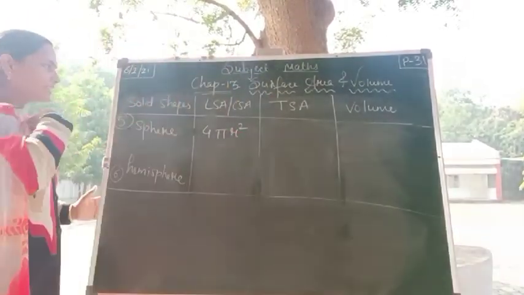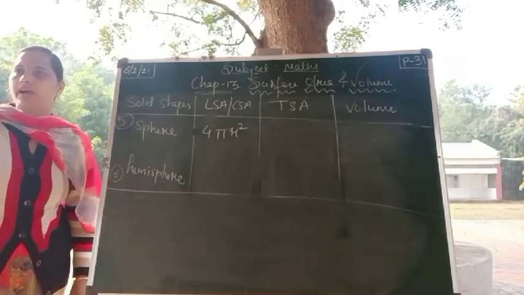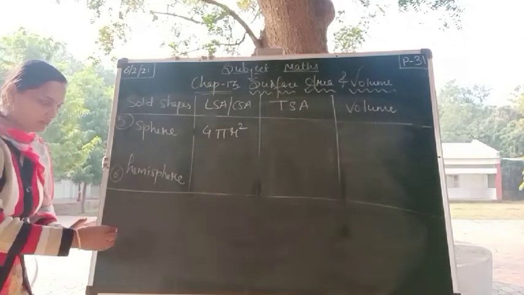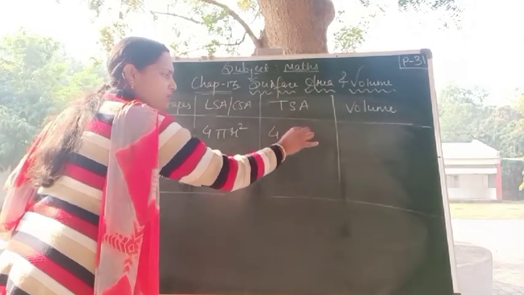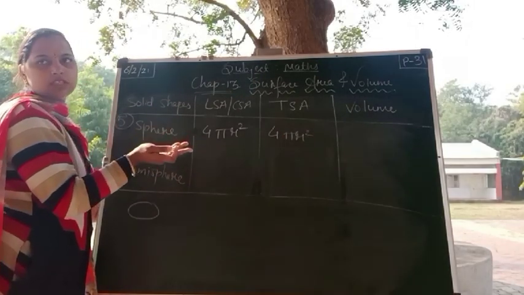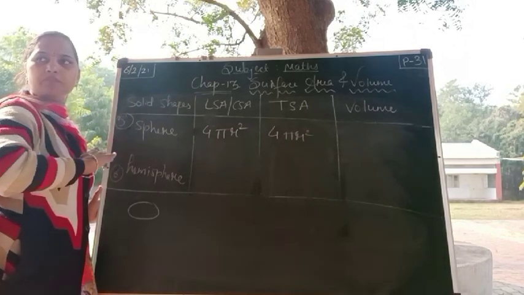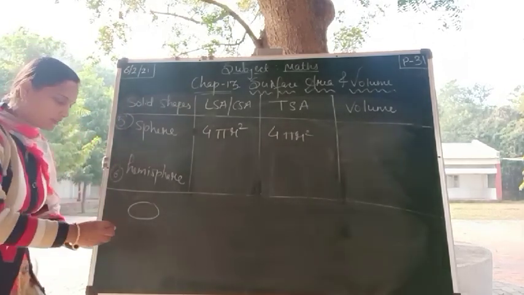Okay. So I said the curved surface area of sphere is 4 pi r square. Or total surface area is also 4 pi r square, because every surface is the total one. Curved, total, everything is curved only. From everywhere you can see the surface is same, 4 pi r square only.